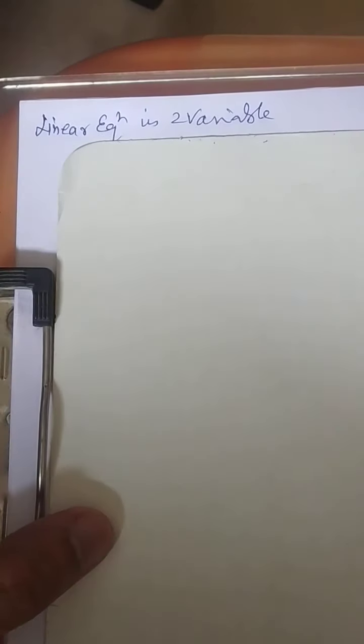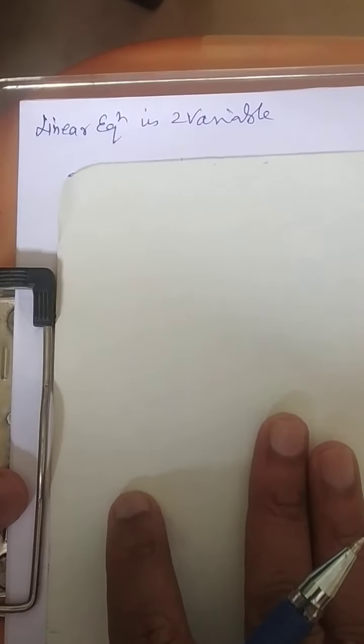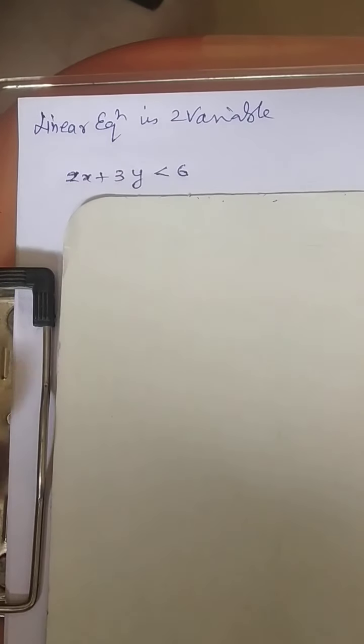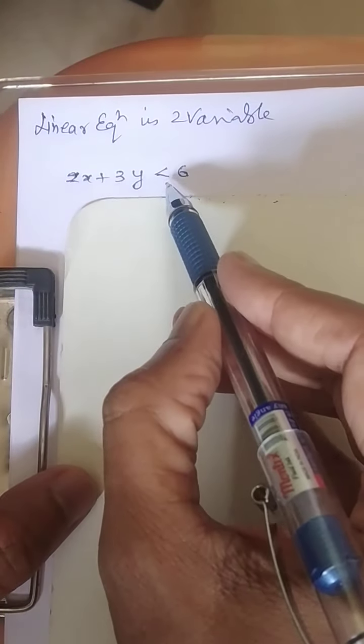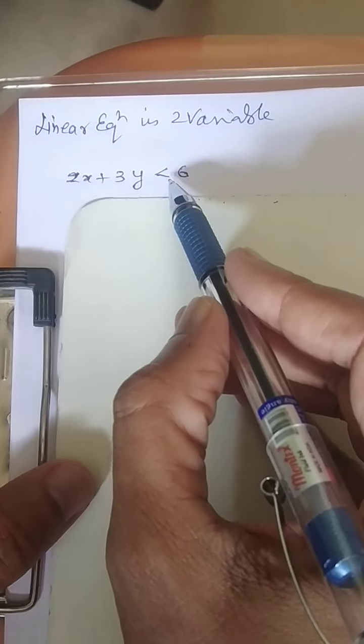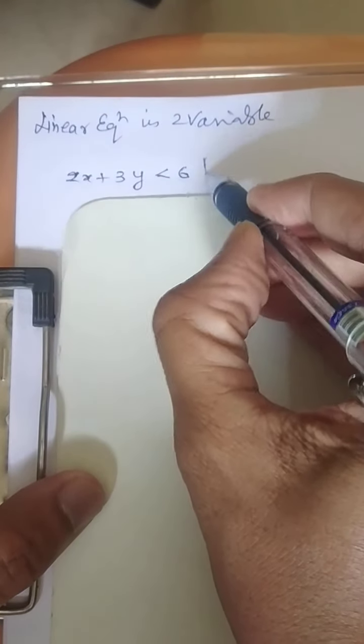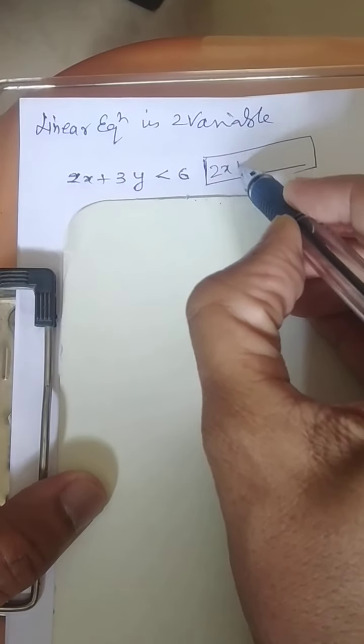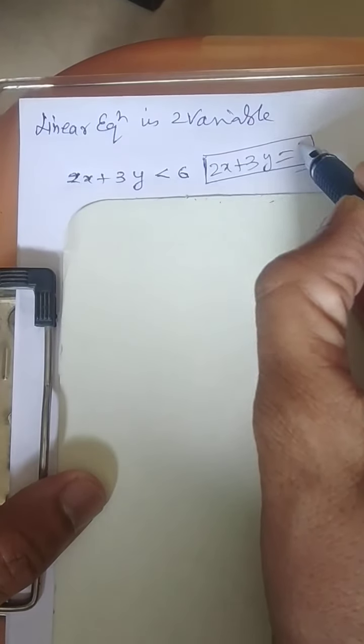You all are now familiar with a linear equation in one variable. Now we are switching and going to discuss linear equations in two variables. Let us consider this equation: 2x plus 3y is less than 6. Whatever is given to you, less than or equal to or something else, a better way is to write this as the equal-to form. 2x plus 3y will be equal to 6.